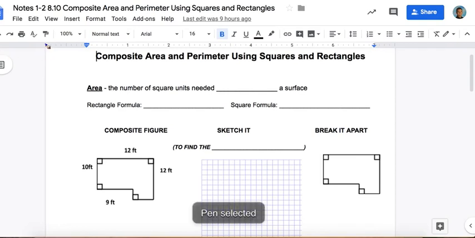To my video on composite area and perimeter using squares and rectangles. So first we're going to look at the area. And area is the number of square units needed to cover a surface.